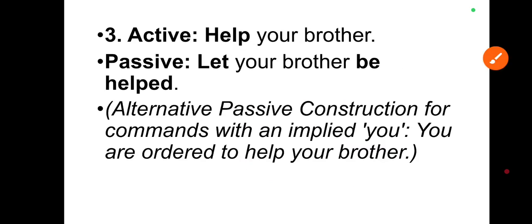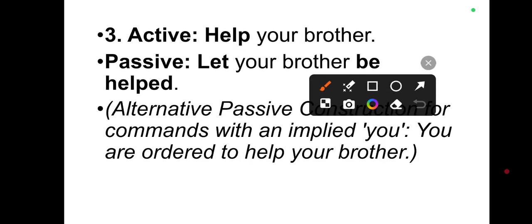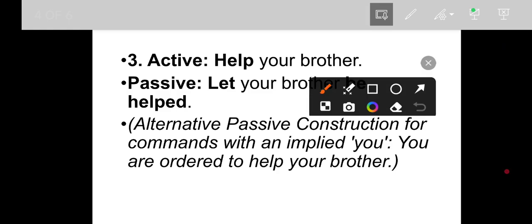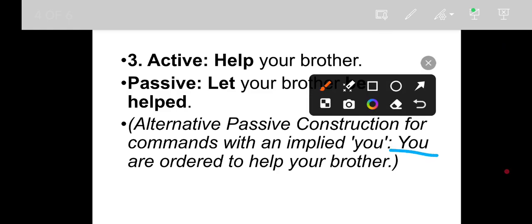Now next is the third type. Help your brother. So, let your brother be helped. But there is an alternative passive of this. What's the alternative? Passive construction for commands with an implied you. So you can also make it that you are ordered. This is also one of the varieties.